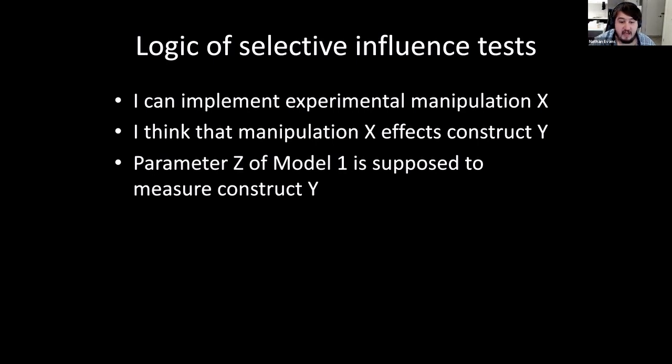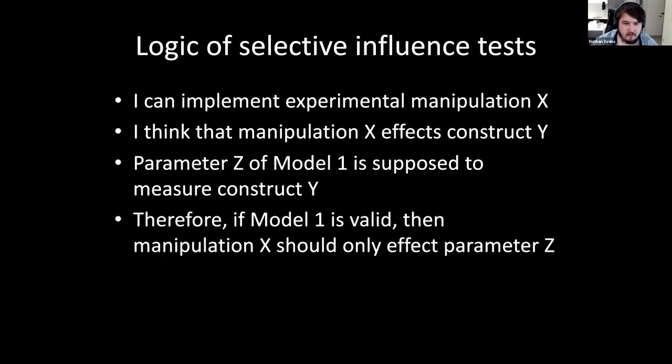Now you want to validate this model, right, using a selective influence test. And parameter Z of this model, of model 1, is supposed to measure construct Y. So if you want to validate this model using a selective influence test, and you think parameter Z of the model should measure construct Y, and you also think that manipulation X should affect construct Y, then you can have the logic of, well, if the model is valid, then this manipulation X should only affect parameter Z, because they're both directly measuring construct Y. Does that make sense? Yep. Again, please ask questions if you're having problems or are confused.